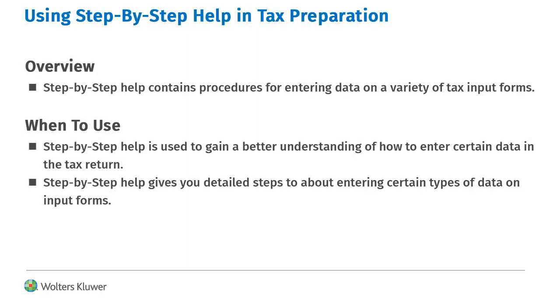Step-by-step help is a feature within tax preparation that contains steps and procedures for completing various input forms. Use this help option when you want to better understand how to complete an input process, such as how to calculate a KEO deduction or passive loss processing.